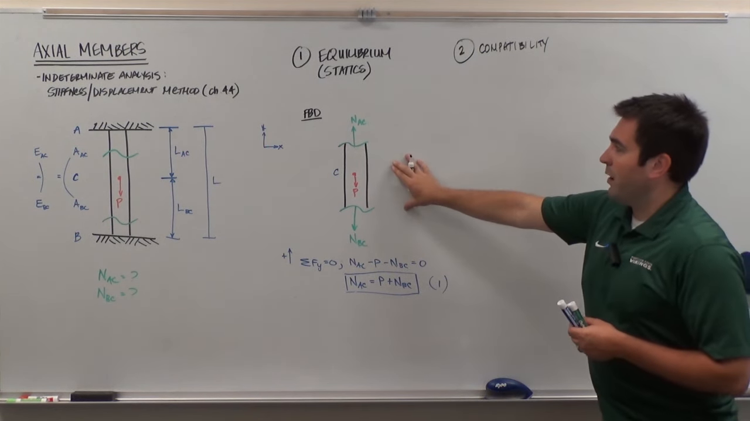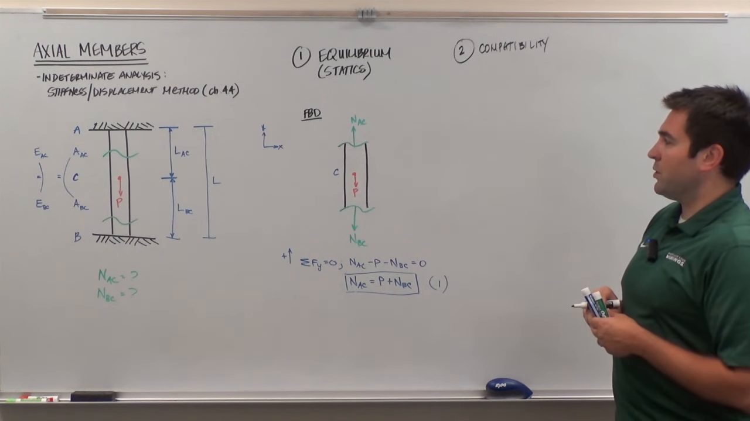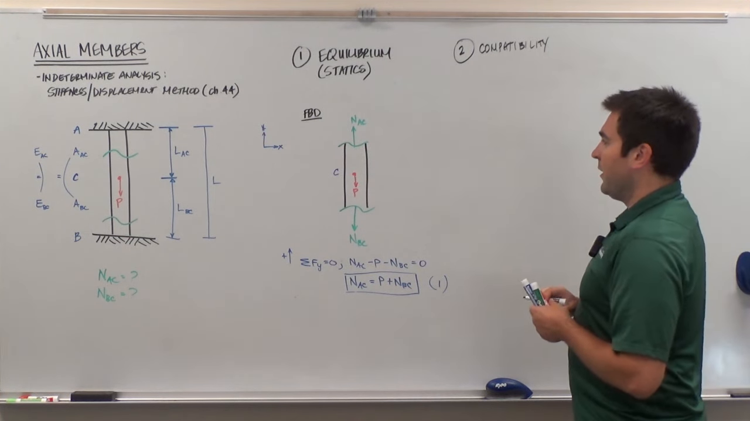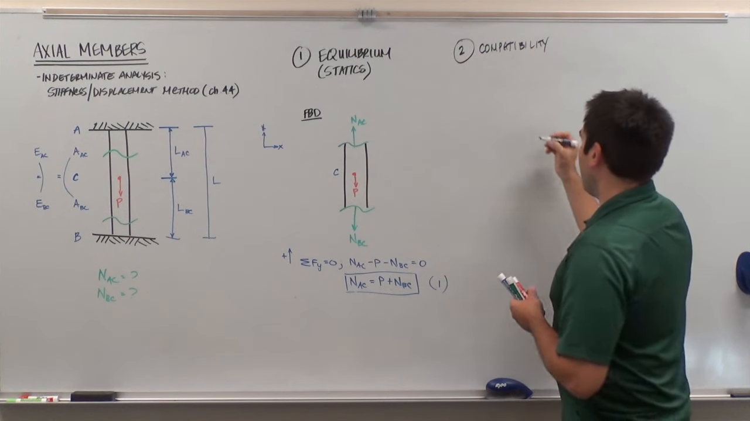So just like with the equilibrium step, you need to draw a diagram that shows this relationship between the displacements of members AC and BC. But we don't make section cuts for a compatibility diagram. We just basically draw the original shape.